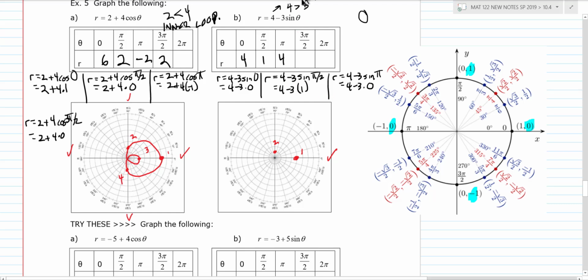Okay, and let's see. So we'll take that. Now the way this one goes, you're out at pi, so it would go 1, 2, 3, 4 out like that. So that would go like that. And then we'll move on to the next one, and I'll just do this over here at the side somewhere. So we have r equals 4 minus 3.